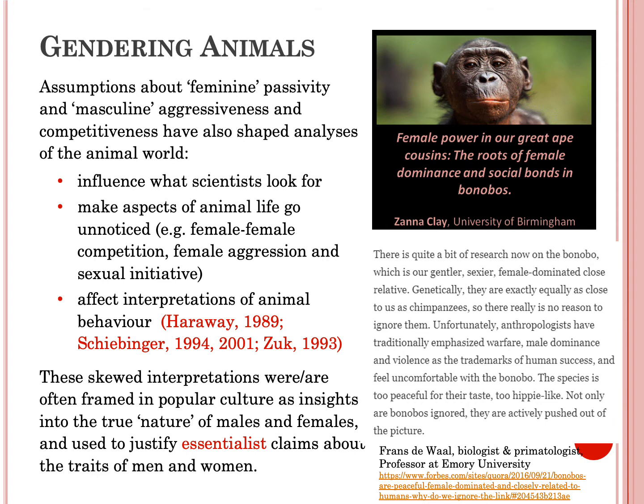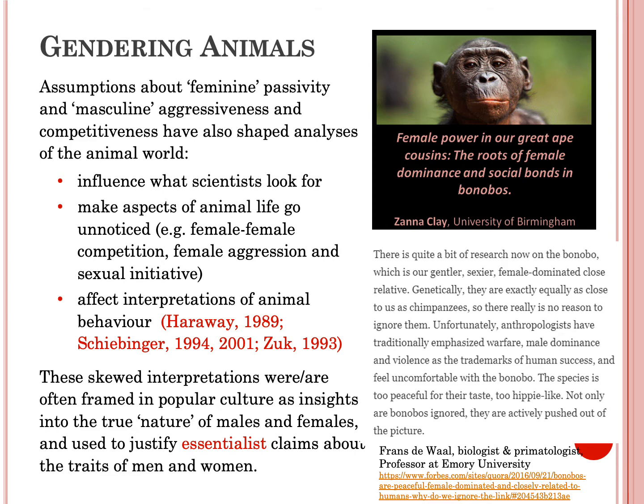These kinds of research priorities and prejudices have also influenced popular culture, providing a scientific basis for the so-called true nature of men and women, and the binary between men and women, let alone non-binary people or ideas of gender as a spectrum, which is therefore used to justify essentialised and naturalised claims about gender differences.